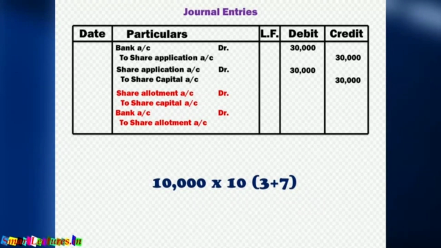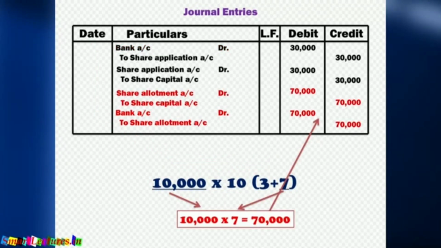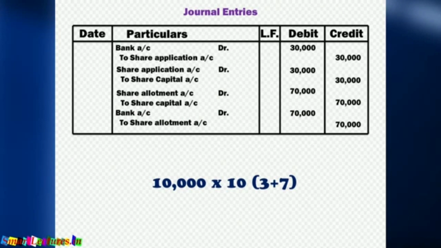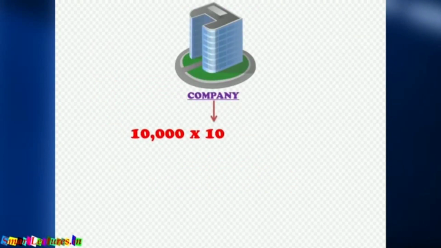Suppose company issues 10,000 shares of rupees 10 each. The money was called in three installments, 3 plus 5 plus 2. So first installment is for 3, second is for 5, and third is for 2. So this money has been called in three installments, so 6 journal entries will be passed. At the time of application, first receipt, then transfer. And in further installments, I mean to say allotment and first call, first transfer entry will be passed and then receipt entry will be passed.